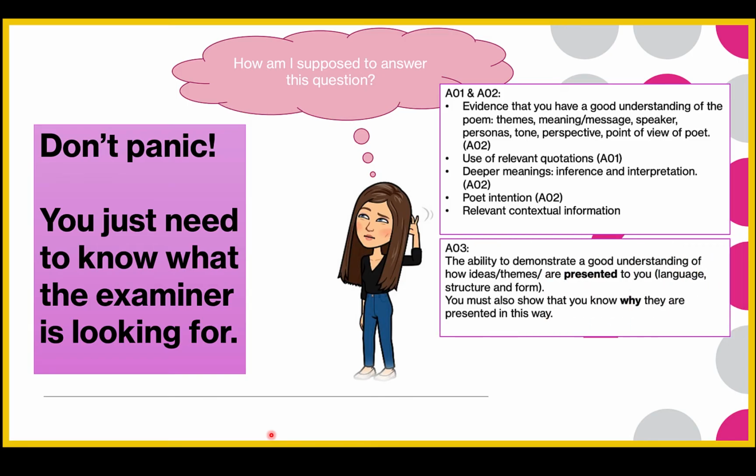AO3 is the ability to demonstrate a good understanding of how ideas, themes, a speaker is presented to you. The how is the method, the language, the structure, the form. Within that, you must also show that you know why they have been presented in this way. If free verse has been used as a form, why? How does free verse support the bigger issues? How does free verse support the message? Why has the poet chosen that particular form?